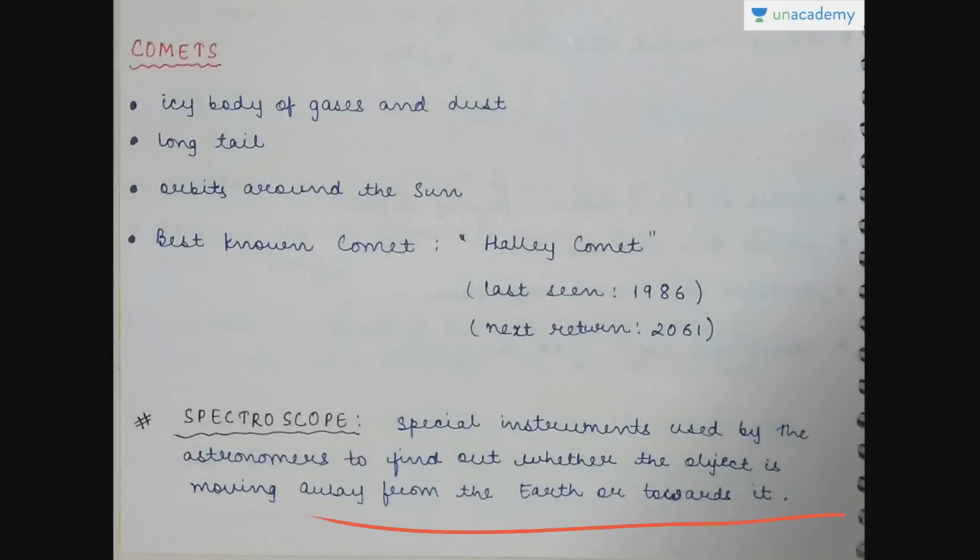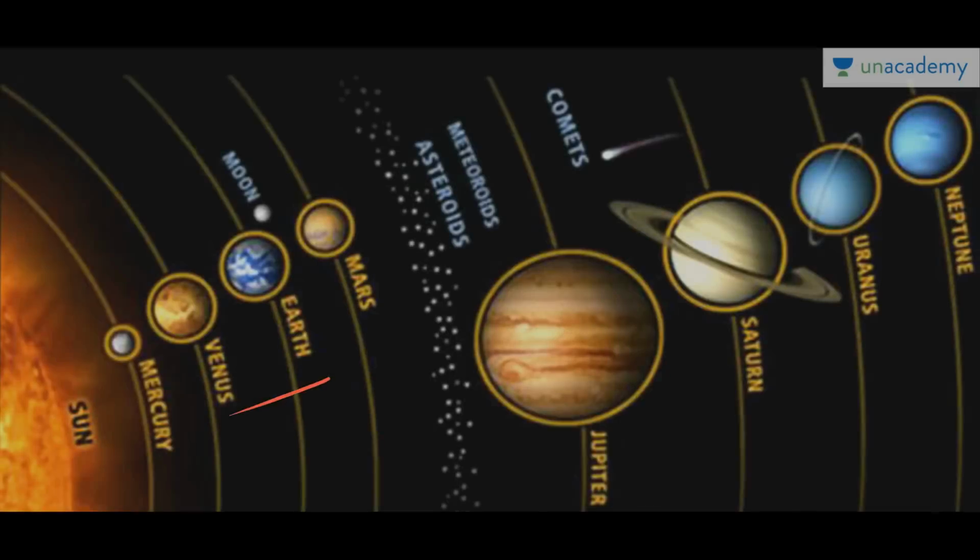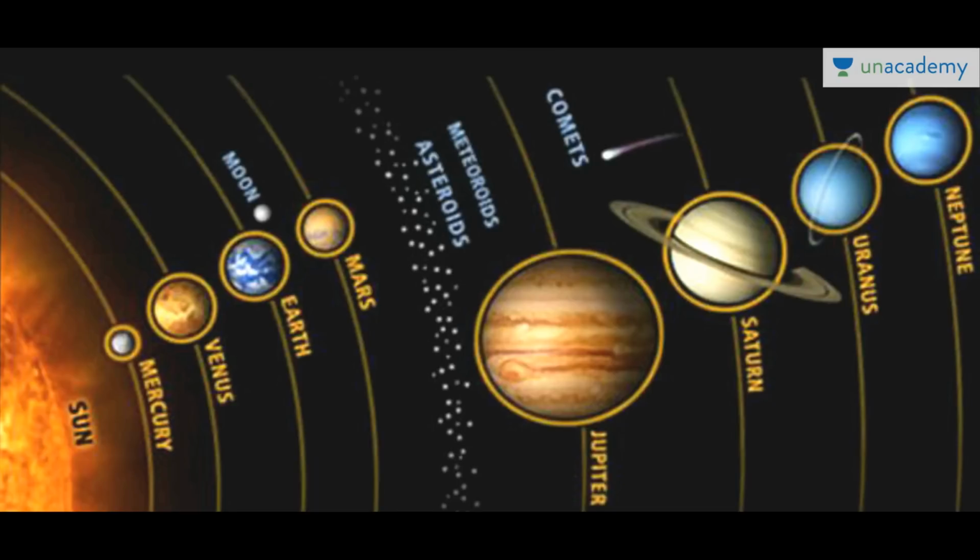So they use this instrument to see this. This is known as spectroscope. Now this is the important figure. So here are the 8 planets: Mercury, Venus, Earth, Mars, Jupiter, Saturn, Uranus and Neptune. This is the sun. This is the moon, the natural satellite of Earth.